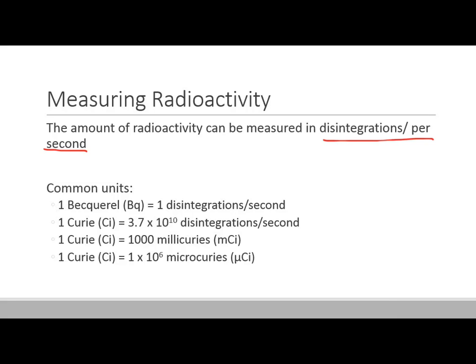I'm not going to worry too much about these, but there are becquerels, which is named after Henri Becquerel, who discovered radioactivity, and this is 1 disintegration per second. A Curie, named after Marie Curie, is 3.7 times 10 to the 10th disintegrations per second. And so you can use millicuries. When I was in the lab, we worked a lot with microcuries. So we might add 10 microcuries of radioactive phosphorus to a reaction or something along those lines.